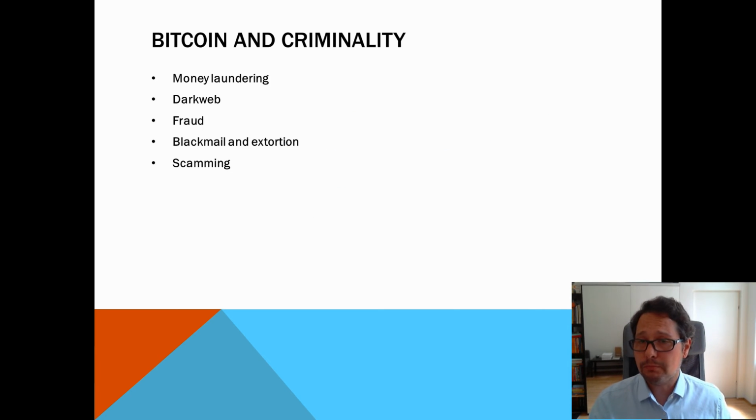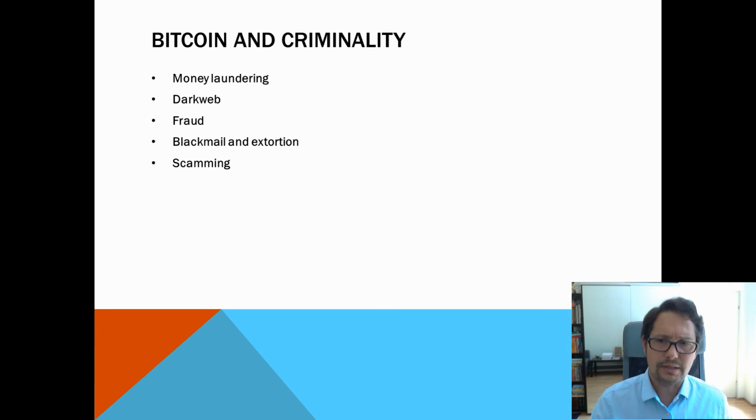Now, another problem with Bitcoin and with cryptocurrencies is that they are associated with criminality. They are widely used for money laundering, for the dark web. The dark web is on the internet, where you can buy illegal things like drugs and so on and so forth. They are used for fraud, for blackmail and extortion, for scamming and so on.